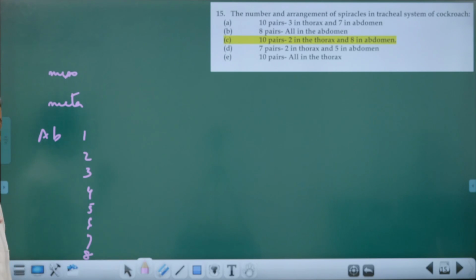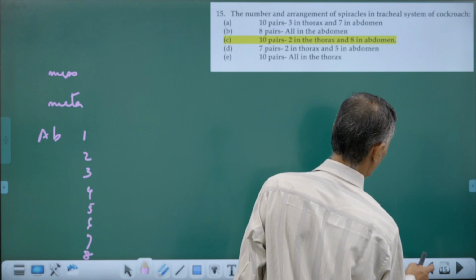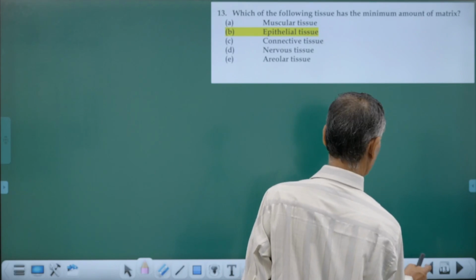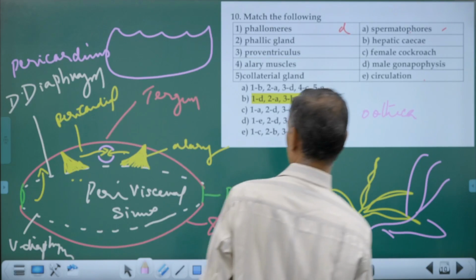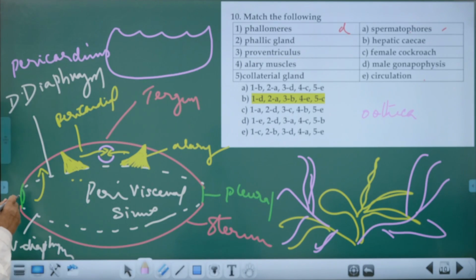In the pleura membrane, see, in one of the previous questions I have given you a diagram. Pleura. Okay, here I have drawn that spiracle, a slit-like opening. This is the spiracle.